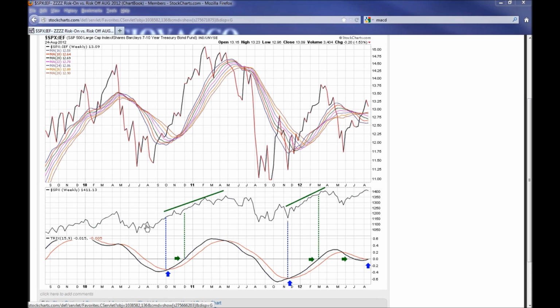Weekly S&P 500 is this line here. We also have a center line cross that is trying to take place, which is similar to this point here. Stocks did well for a few more weeks, and similar to this bullish cross here of the center line, where stocks did well for several months.